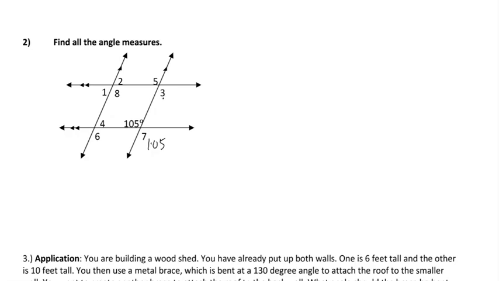Bottom right and bottom right are corresponding angles. Corresponding angles are congruent, so it must also be 105. Oh, therefore, if these are vertical angles and this is 105, then this must be 105. Since these are parallel as well, I can do kind of the same thing. These would be alternate interior angles, so that would be 105.